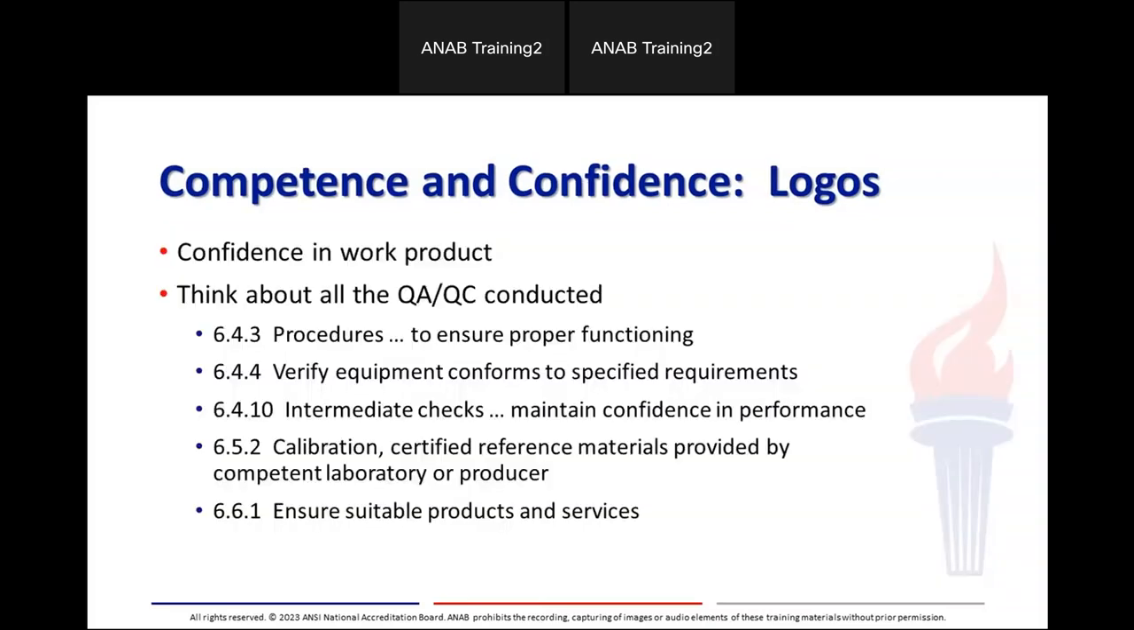There are additional requirements spread throughout 17025, primarily in sections 6 and 7 that speak to the confidence in the work product. So we have to think about all those QA, QC requirements that we have in place that are conducted that go to tell us that everything is working as expected. A few of the requirements from section 6 are listed here. This is to demonstrate that we monitor all aspects of our processes to ensure the equipment, the products, the services that we are using meet our specified requirements and that they're suitable. This gives us confidence in our processes that they are working as expected.